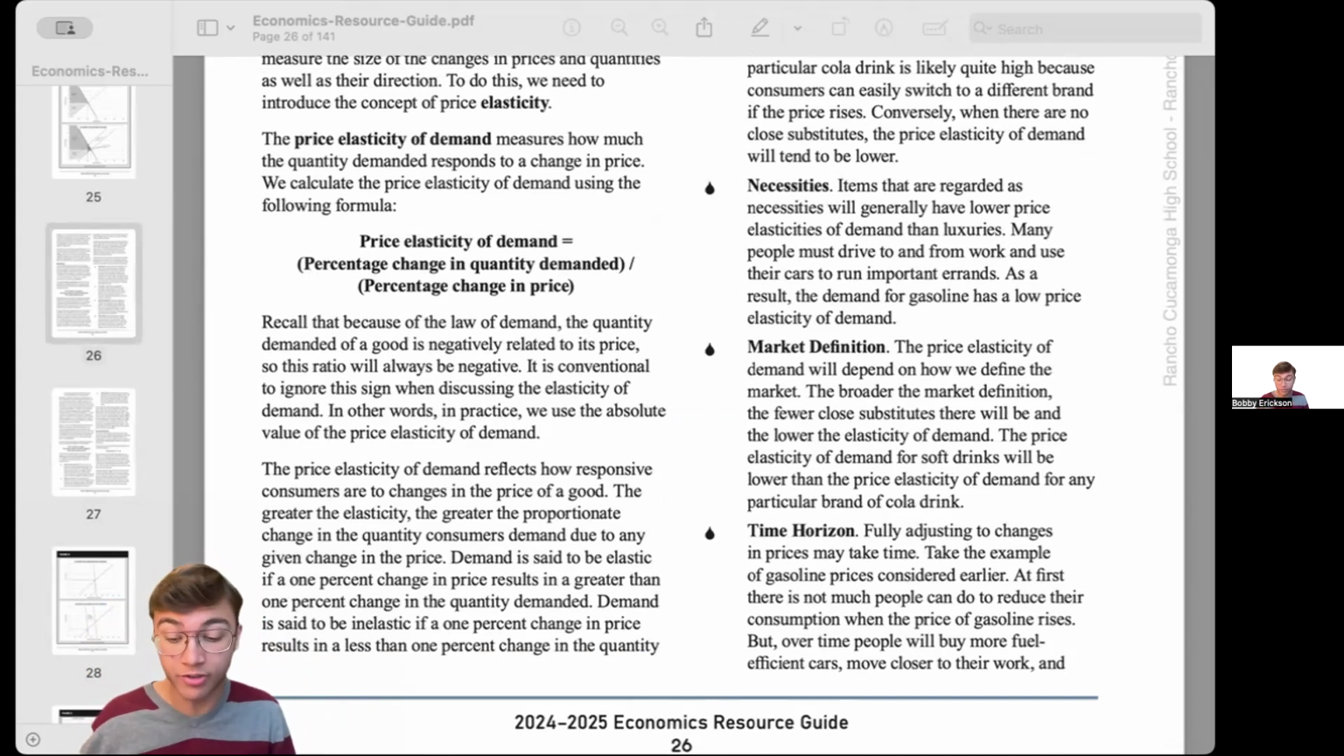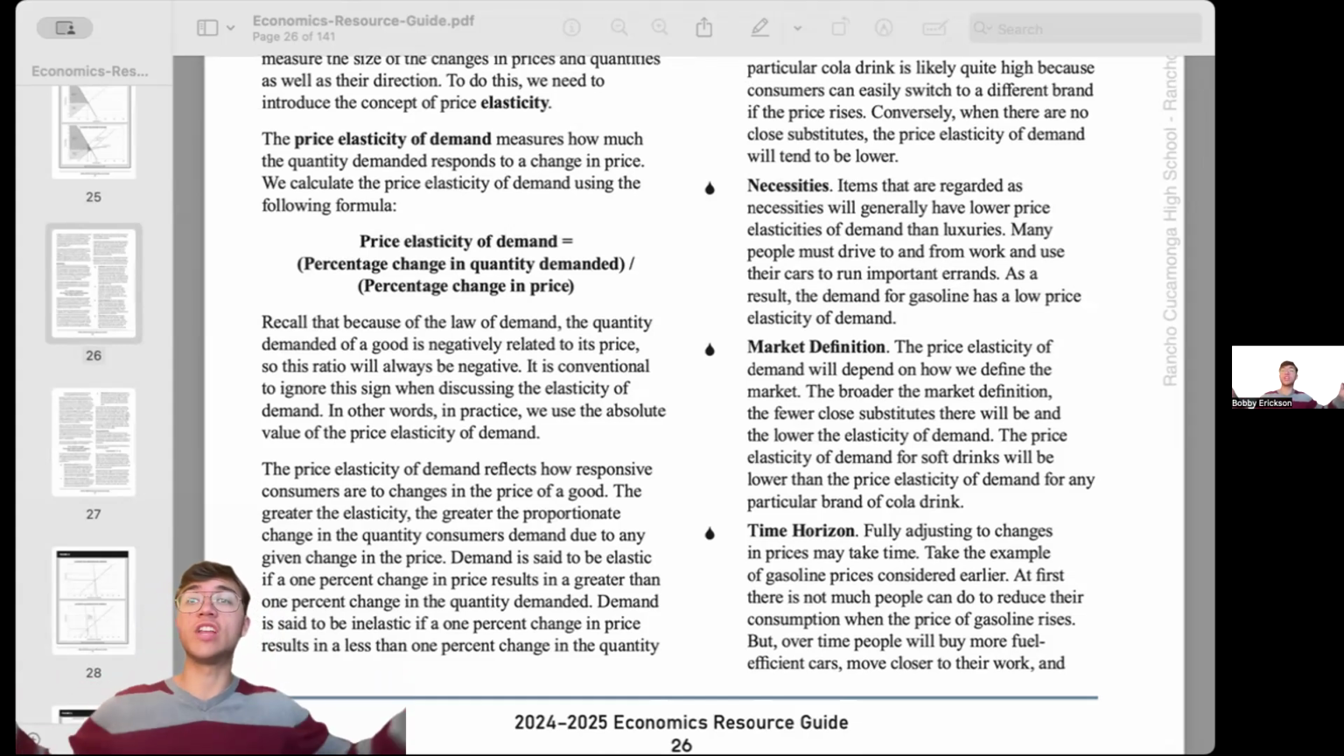Price elasticity of demand specifically. Then we get into market definition. The price elasticity of demand depends on how we actually define the market. If you have a broader market definition, then there are going to be fewer close substitutes, and you will have a lower elasticity of demand with fewer close substitutes.